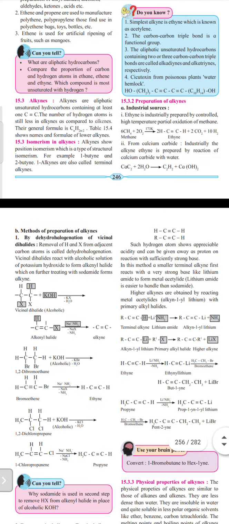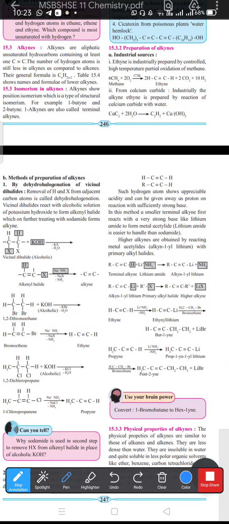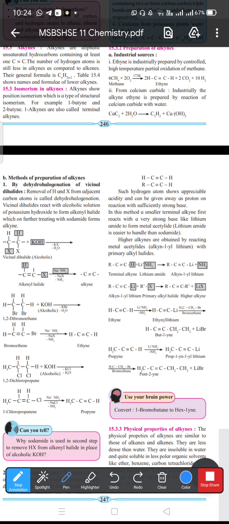The second method of preparation of alkynes is by dehydrohalogenation of vicinal dihalide. In that, here we'll see 1,2-dibromoethane, which can be combined with KOH. Then from that, we can get bromoethene, which reacts with NaNH2 and gives ethyne. In this way, we can see 1,2-dichloropropane also, plus alcoholic potash, it gives 1-chloropropene, and from that we can get propyne.